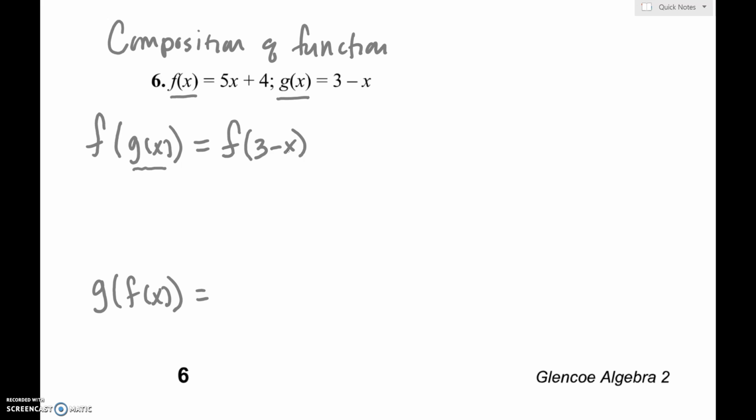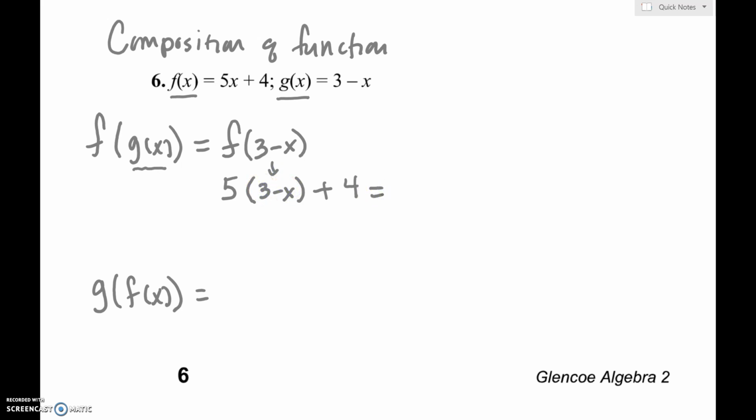We do know that function f is 5 times x plus 4. The next question I asked was, what do you put in place of x? And what you have to put in place of x is actually 3 minus x.